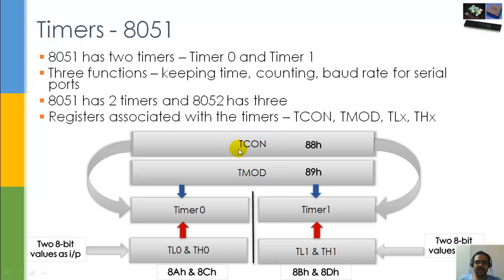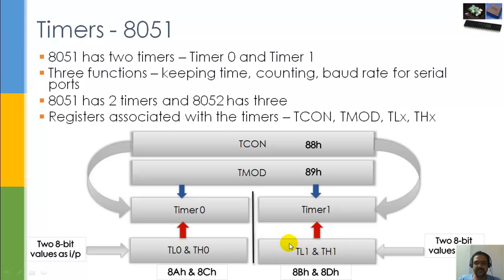Now of this TCON register, this is the address of the TCON register. This is TMOD register and this is the address of the TMOD register. Both are 8-bit registers. TCON and TMOD are common to both timer 0 as well as timer 1. If you can see here, it is the same TMOD for timer 0 as well as timer 1, and it is the same TCON for timer 0 as well as timer 1. So TCON and TMOD are common. So what is unique? TL and TH. For timer 0 you have TL0, TH0, and for timer 1 we have TL1, TH1.